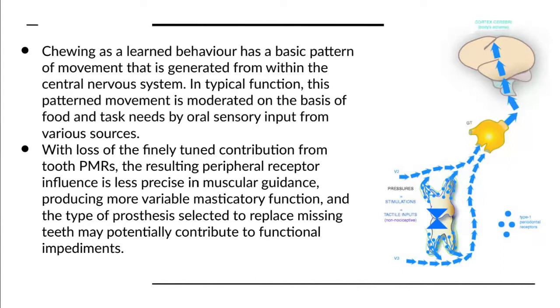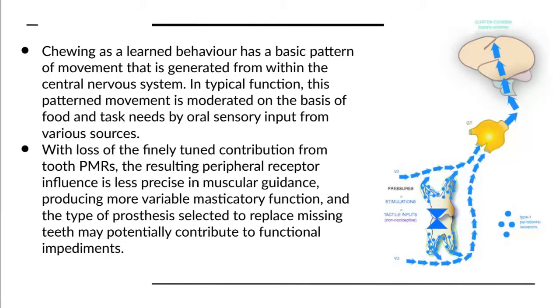So chewing as a learned behavior has a basic pattern of movement that is generated from within the central nervous system. In typical function, this patterned movement is moderated on the basis of food and task needs or by oral sensory inputs from various sources. So when this finely tuned contribution from tooth periodontal mechanoreceptors is lost, the resulting peripheral receptor influence is less precise in muscular guidance.